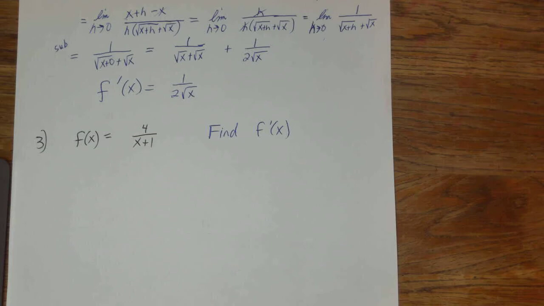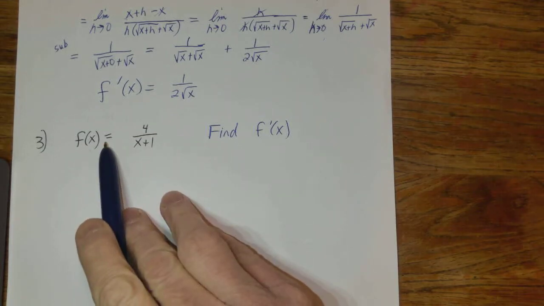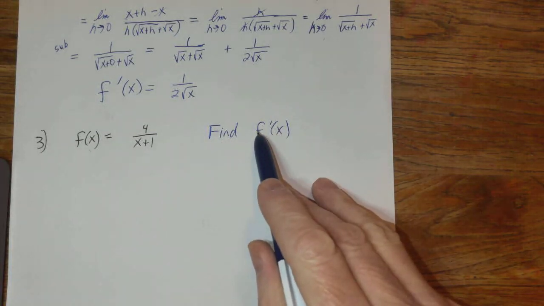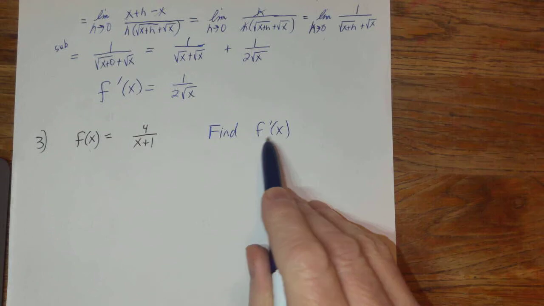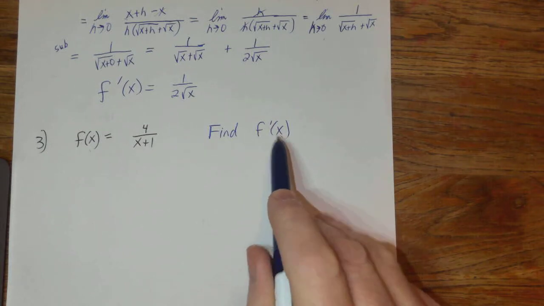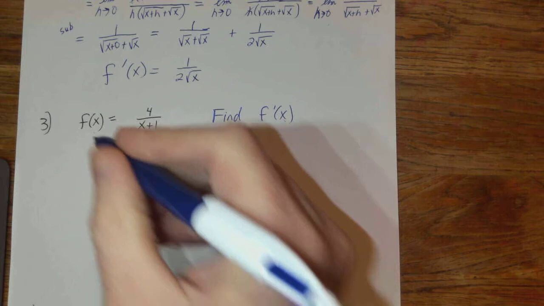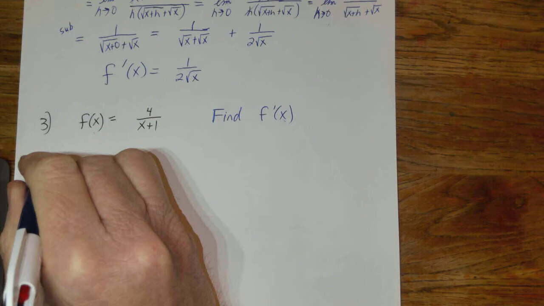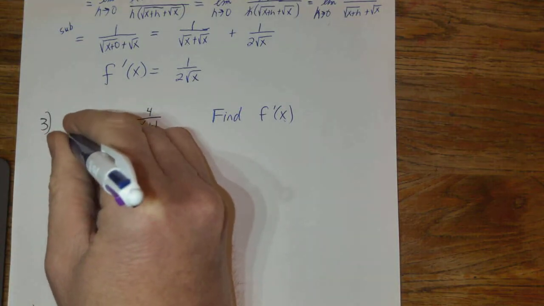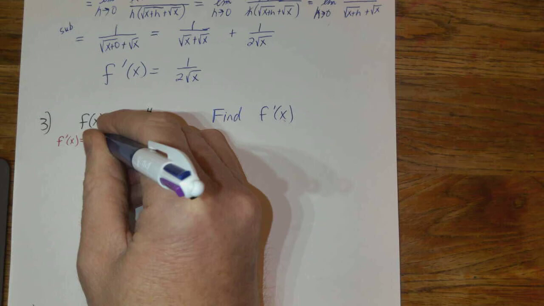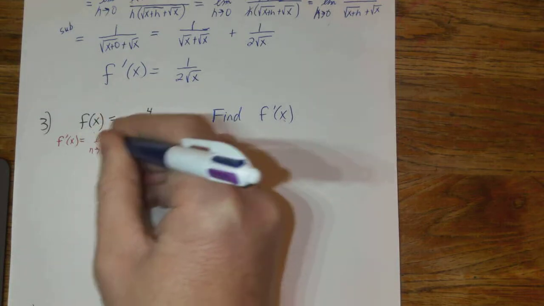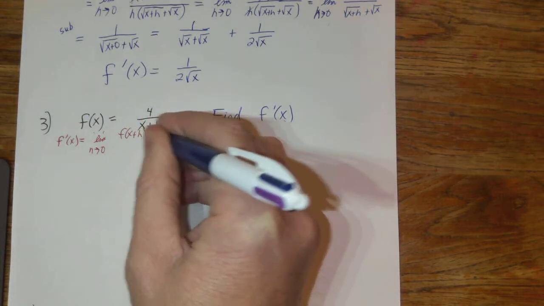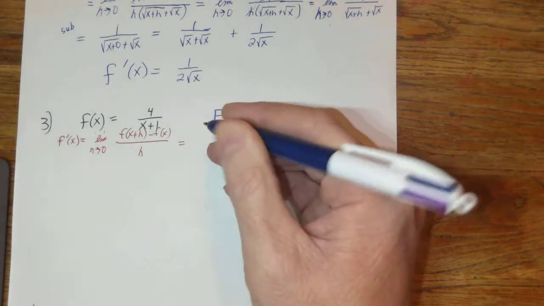Alright, hi everyone, we're back, and this last function, f of x equals 4 over x plus 1, we need to find the derivative, f prime of x, of this one. Let's do this. f prime of x equals the limit as h approaches 0 of f of x plus h minus f of x over h.